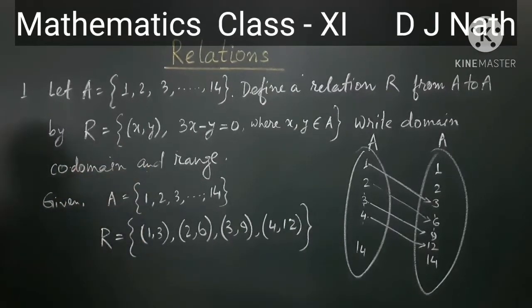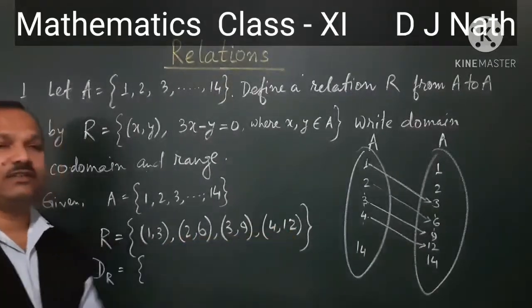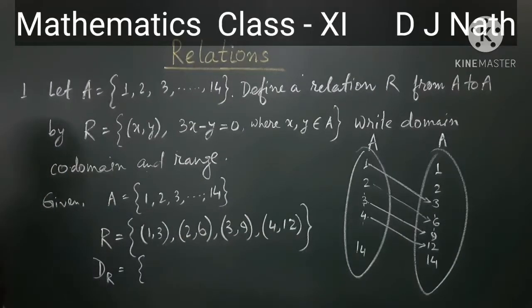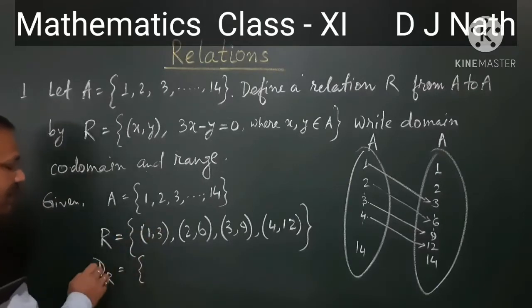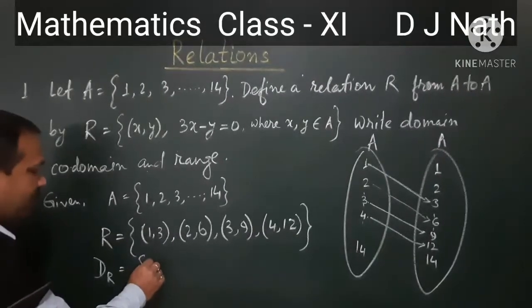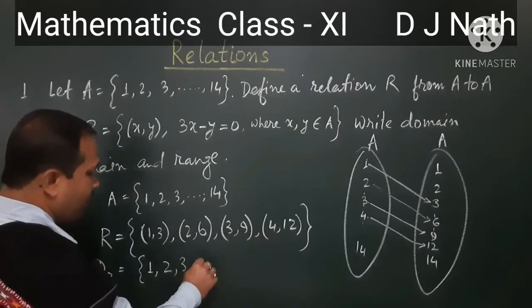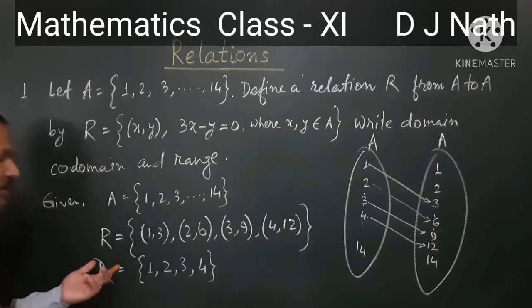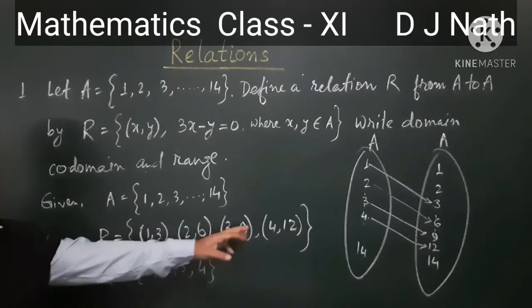Now we have to write what the domain is. The domain of R will be equal to the first elements of this relation. There are definitions in the book also, I have given them, so you can go through that. So the domain of this relation is 1, 2, 3 and 4. The first elements of the relation are called the domain.